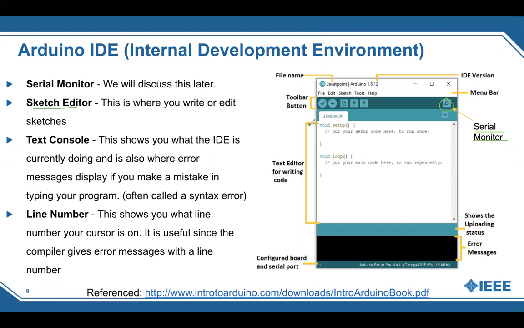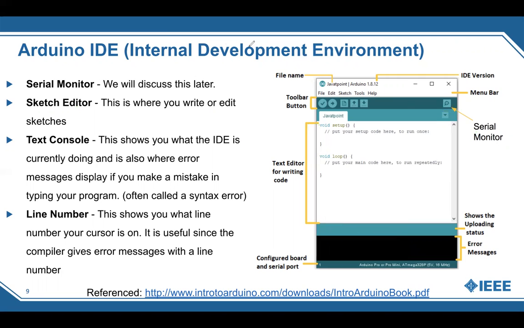Right here, the text console shows you what the IDE is currently doing and where error messages appear if you make a mistake. So here's where your error messages will be. And it will show you if it's uploading right here. And then the line number, you can enable this so it numbers all your coding statements in order. And so that's basically how it works.